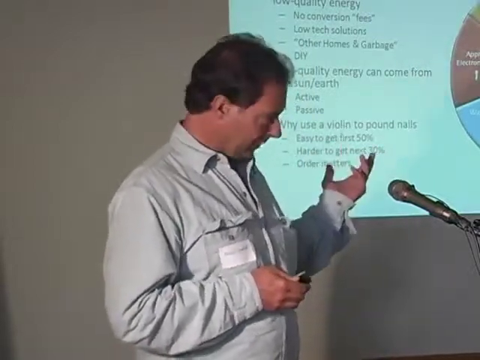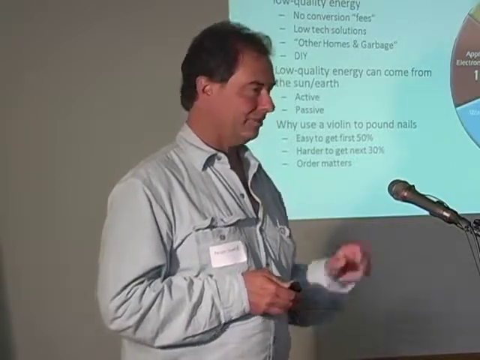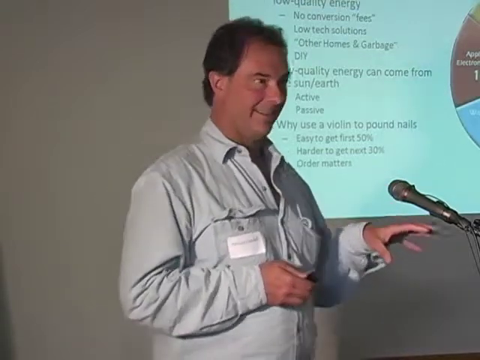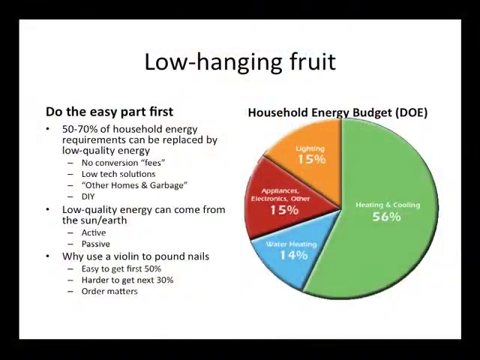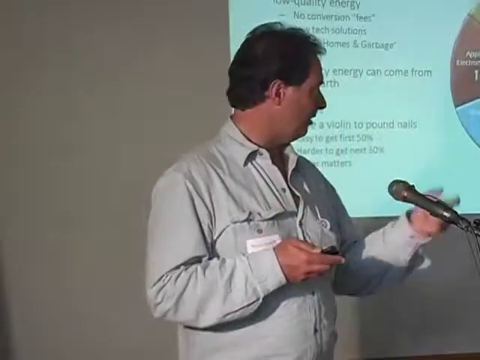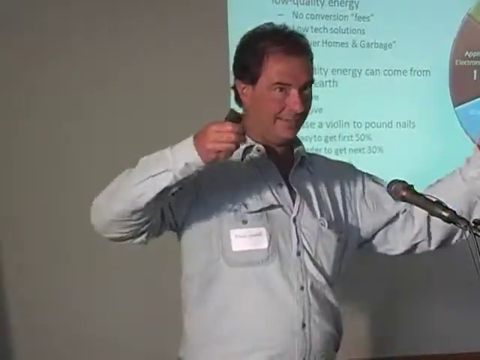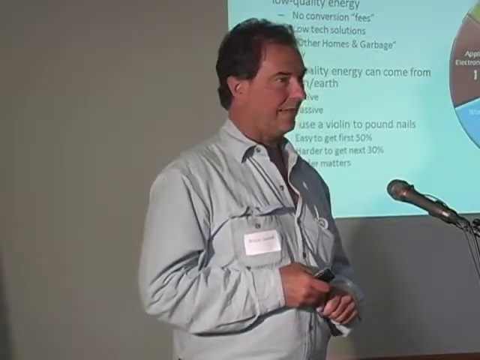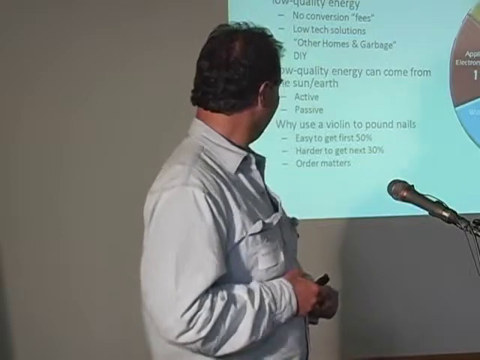And you can make a big difference this way. About 40% of all of the energy usage in the world is space heating and water heating. So that's an enormous difference that you can make. Low quality energy can come from the sun and the earth, active and passive. Active means a solar collector and maybe pumping water through it and using that to heat space and water. Passive is designing a house so that it either collects solar energy or is shaded from it, depending on where you are.